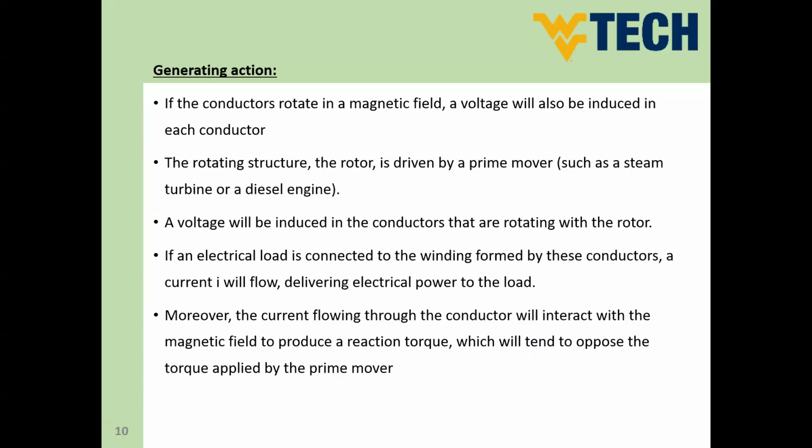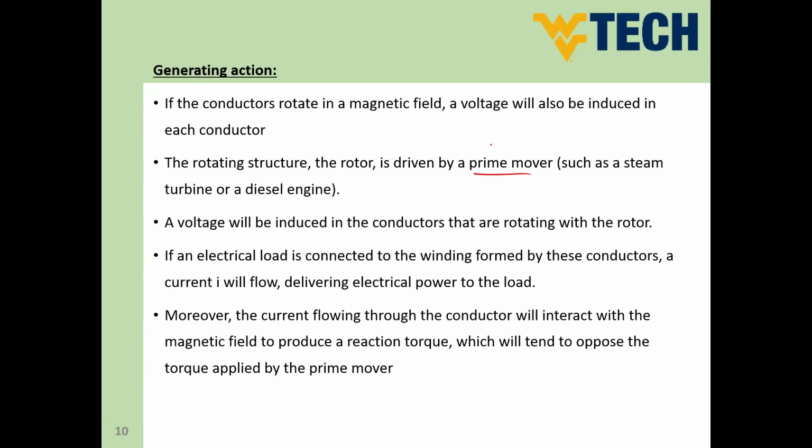And the opposite for the generating action: if conductors rotate in a magnetic field, a voltage will also be induced in each conductor. And all conductors are going to be connected together to form windings. The rotating structure, which is the rotor, is driven by a prime mover. A prime mover is something that makes the motion or drives our machine by mechanical power.